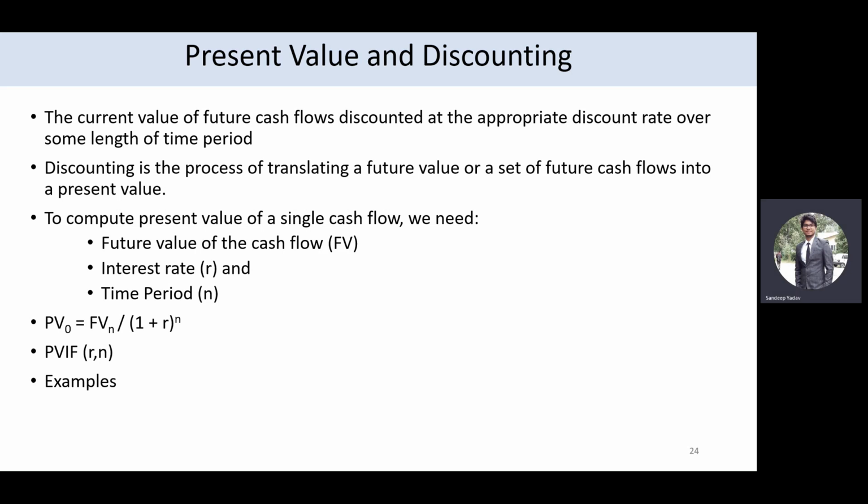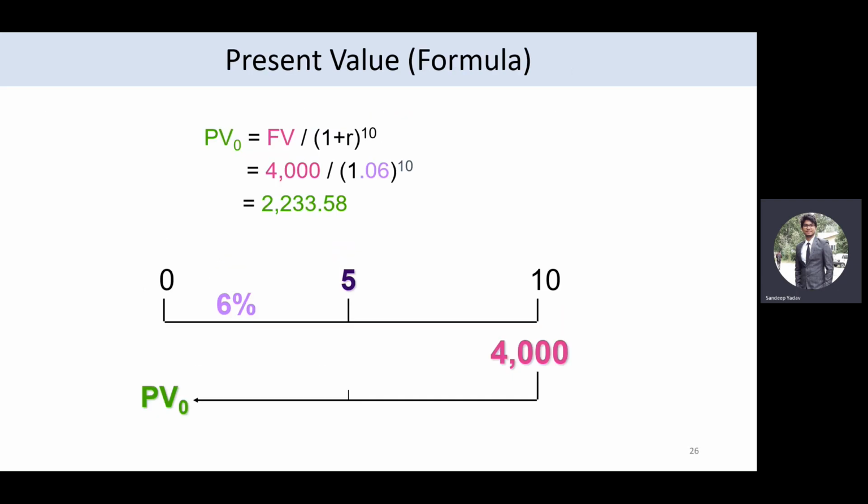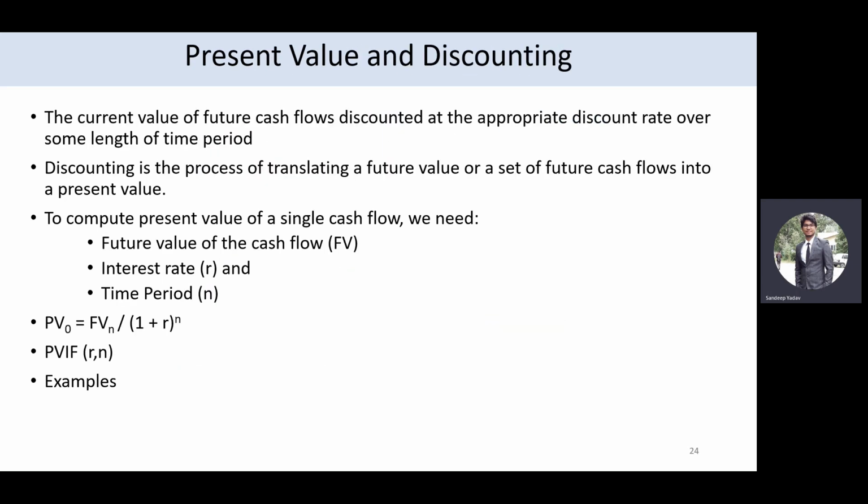So how can we calculate it? To compute the present value of a single cash flow, we need a few things: the future value of the cash flow, the interest rate, and the time period. In a similar manner, from the formula of the future value, we can easily get this formula also. Present value will be future value divided by (1 plus the interest rate) to the power of the time period, where PV is the present value. Now let's see this in a graphical manner.